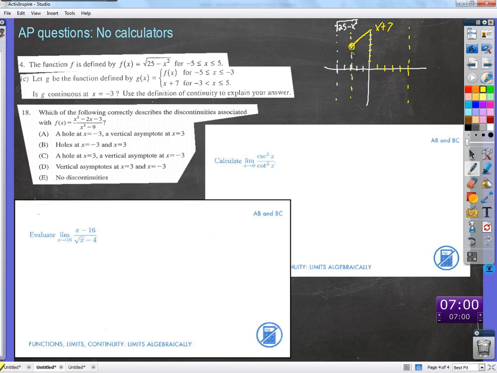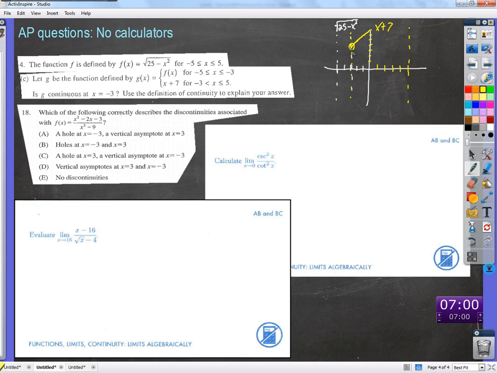Okay, so let's look at the square root of 25 minus x squared. At -3, that would be -3 squared, which is 9. 25 minus 9 would equal 16. The square root of 16 is 4. Yes. Plus or minus 4, yes, if you want to be careful.